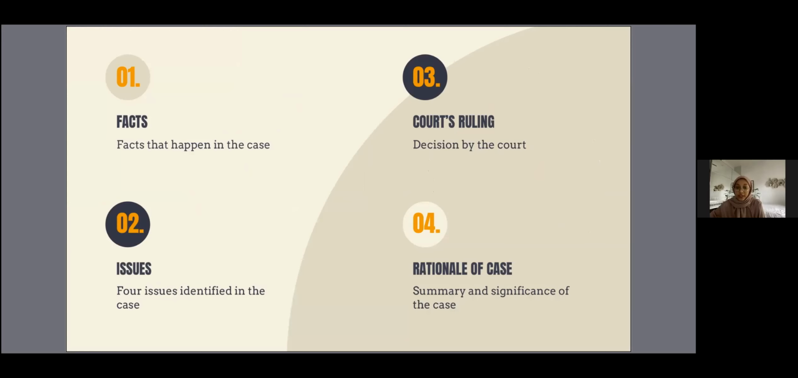So in this presentation, there will be 4 sections. Firstly, the facts, concluding what happened in the case. Second is the issues, which are 4 issues that I identified in the case. Third is the court's ruling, which is the decision by the court. And fourth is the rationale of the case, which is the summary and also the significance of the case.